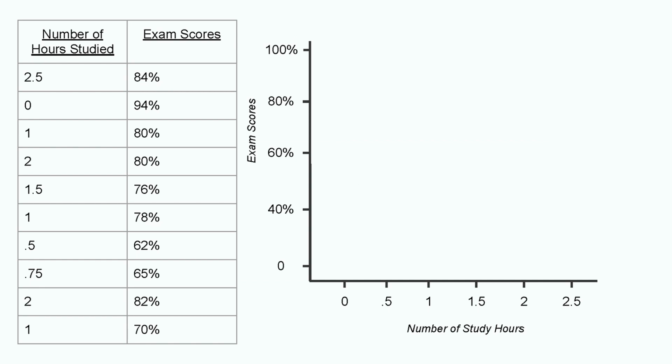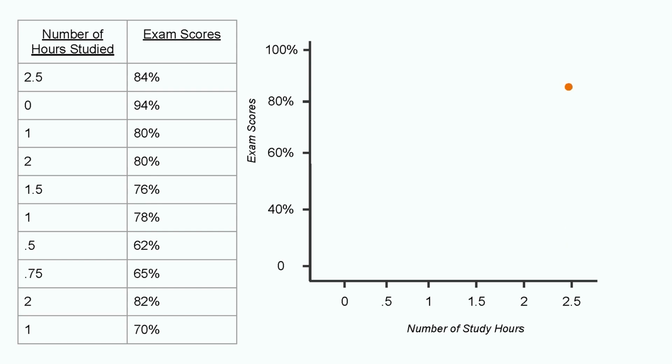Since we believe that the number of hours studied could possibly be the value impacting the scores, number of study hours will be the independent variable and plotted along the x-axis. This leaves the exam scores to be plotted along the y-axis. Each data point represents a single student, their hours studied, and their exam score. Let's plot the first student's data. They studied for 2.5 hours and got an 84% on the exam. Not bad. We'll go to 2.5 on the x-axis and then up to 84 on the y-axis. We draw a little point here, and that's it.